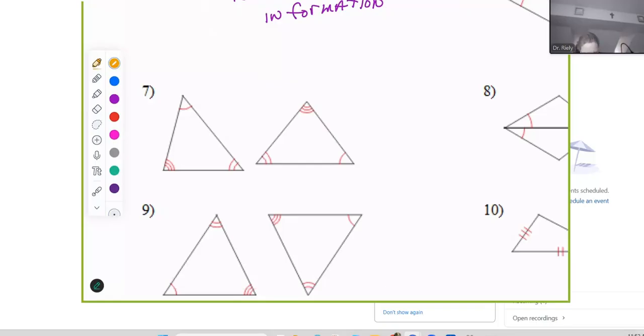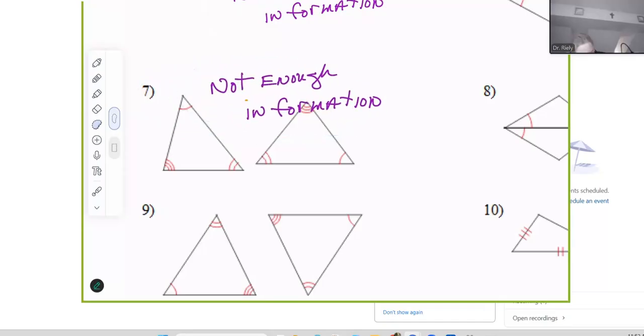Okay, look at 7. All I have is angles. I do not have any angle congruency, so I can't do that. So I'm going to come over here and paste not enough information for that one.